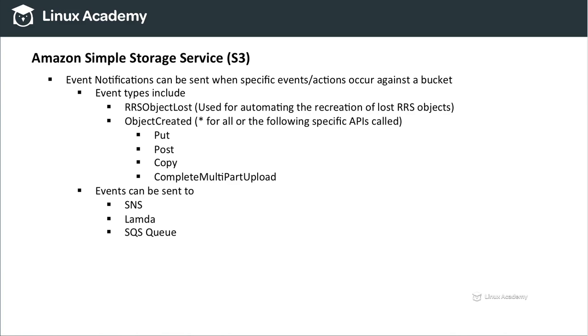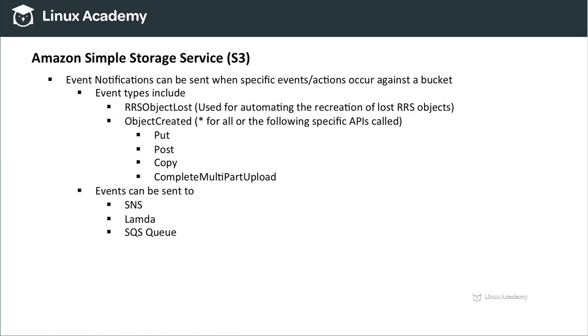What do we do? Well, as architects, we don't have to be completely concerned about that because AWS automatically recognizes a lost object and sends an RRS object lost notification. When it sends that notification, we can subscribe to it or have it sent to multiple places. For example, we could create a Simple Notification Service topic, we could integrate with Lambda, or we can send a message to an SQS queue. All three of those services allow us to write automation.